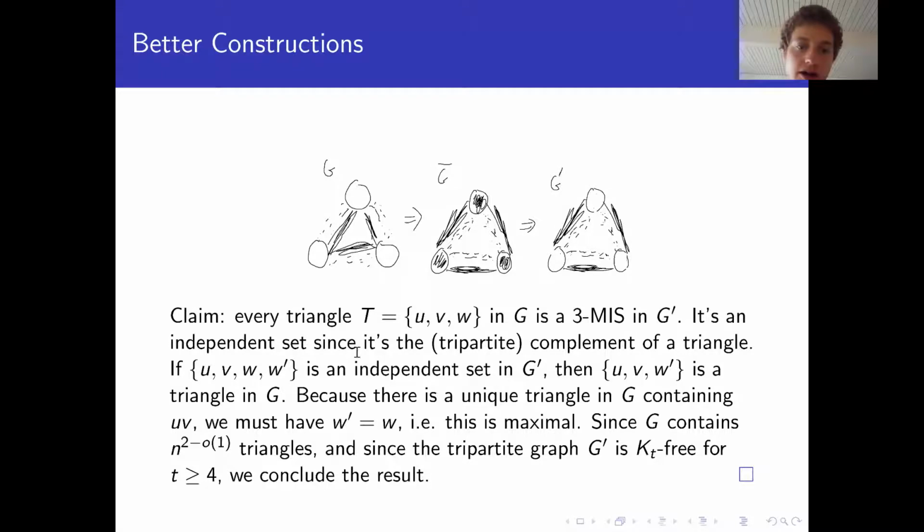So moreover, we've proven now that every triangle corresponds to a 3-MIS. The Ruzsa-Szemerédi construction contains n squared minus little o(n squared) triangles. And moreover, our graph is going to be K_t-free for t greater than or equal to 4, since we're in particular 3-partite. That is the result that's claimed.